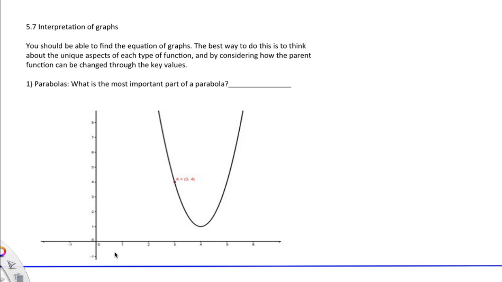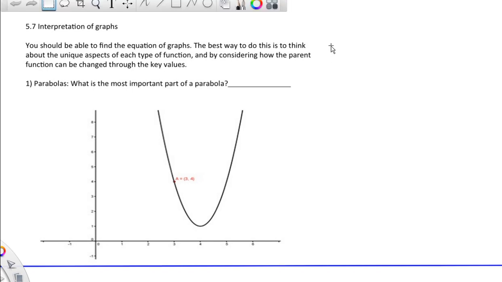5.7 Interpretation of graphs. So we should be able to go from a graph to an equation, and the way to do that is to think about some of the key features that graphs have and use them to your advantage. So looking at a parabola, the most important part of a parabola would be the vertex. So if you can find a vertex, and you would be able to use this little formula here, and that should help you get the final equation.